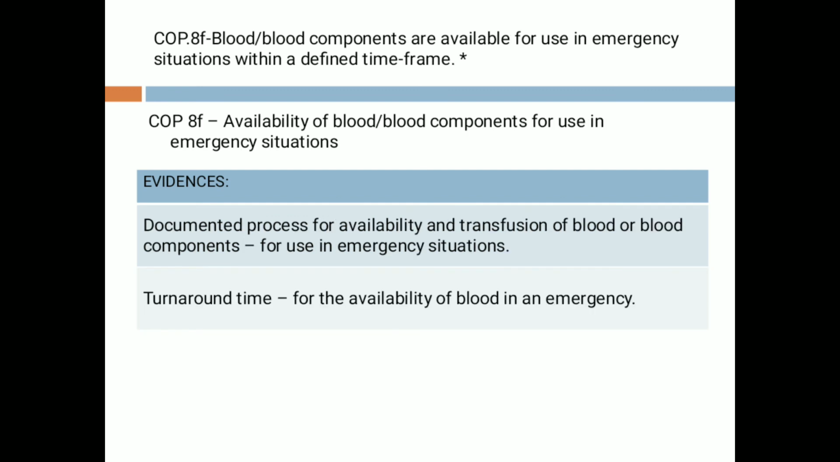Objective element COP 8F speaks about availability of blood and blood components for use in emergency situations. Evidences: Documented process for availability and transfusion of blood or blood components for use in emergency situations. Turnaround time for the availability of blood in an emergency.